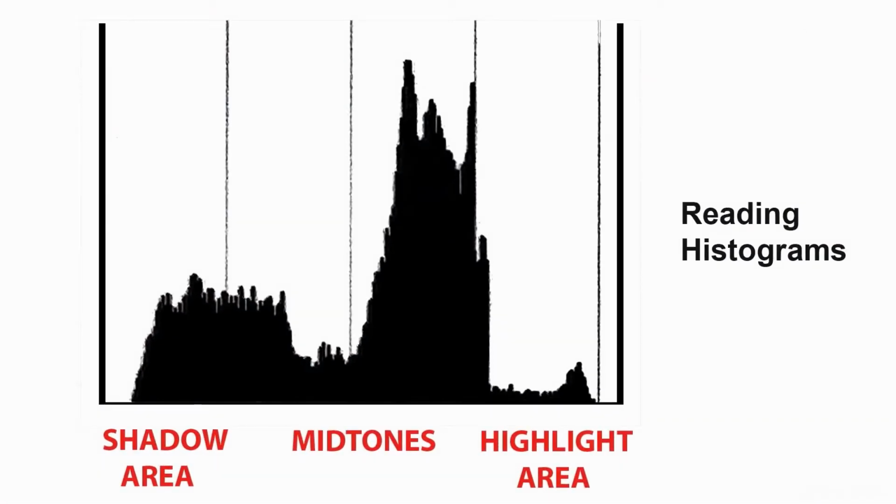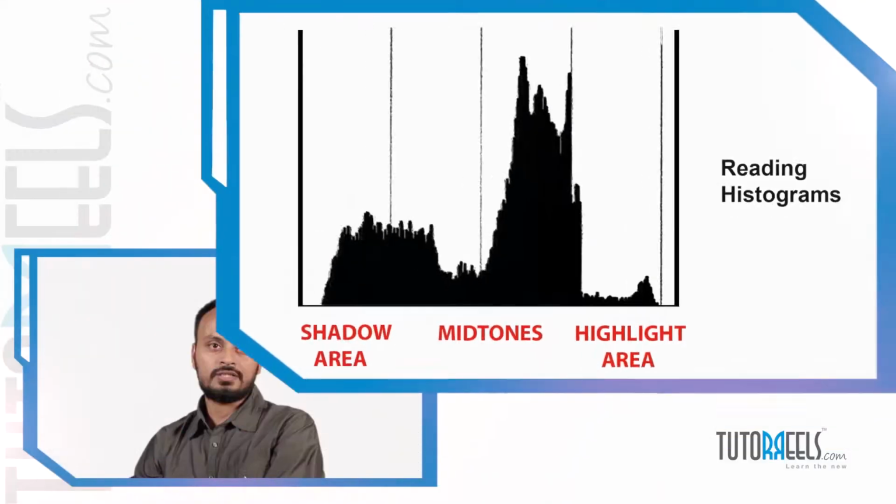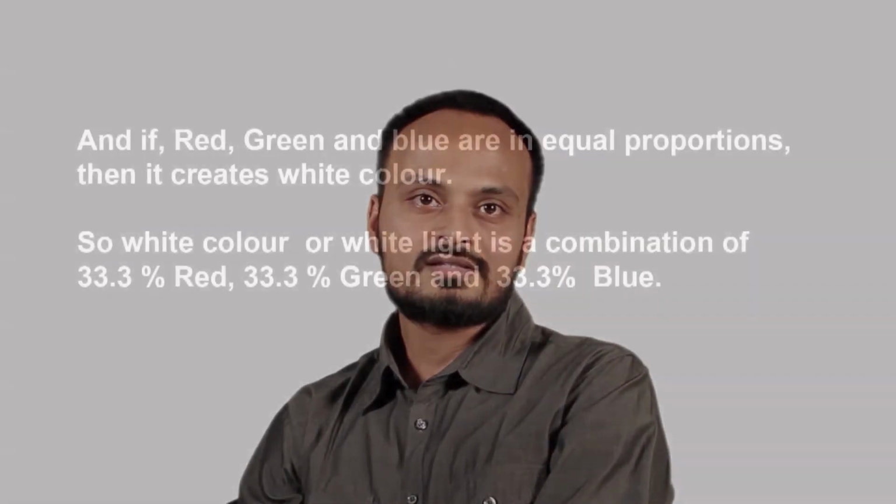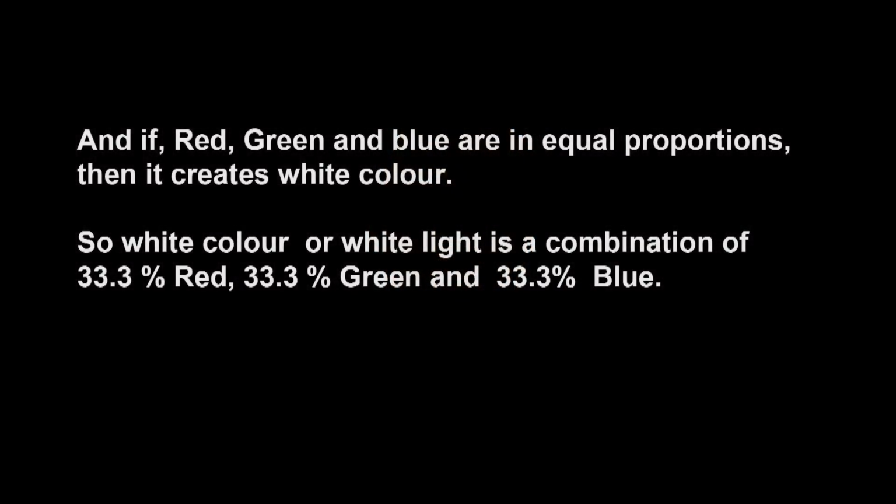In a histogram, the left-hand side represents the shadow areas, so all the pixels that form the darker parts of the image will be seen on the left-hand side of the histogram. And most importantly, when red, green and blue are in equal proportion, then they cancel each other out and it results in white light or colorless light.